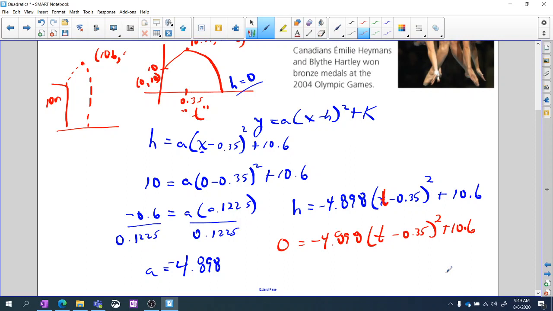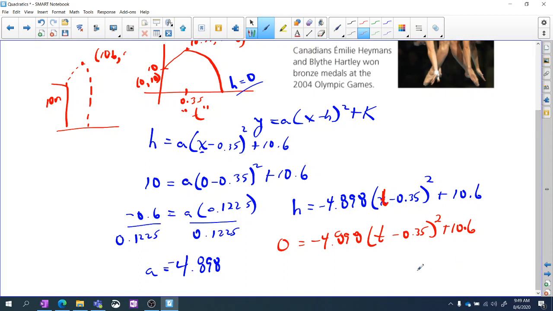Because it's in vertex form, why don't we just rearrange it and take the square root of both sides? Remember, that was one of our shortcuts that we could use here. So it's going to be negative 10.6 equals negative 4.898 times (t minus 0.35) squared. Divide both sides by negative 4.898. So 10.6 divided by 4.898, I get 2.164.